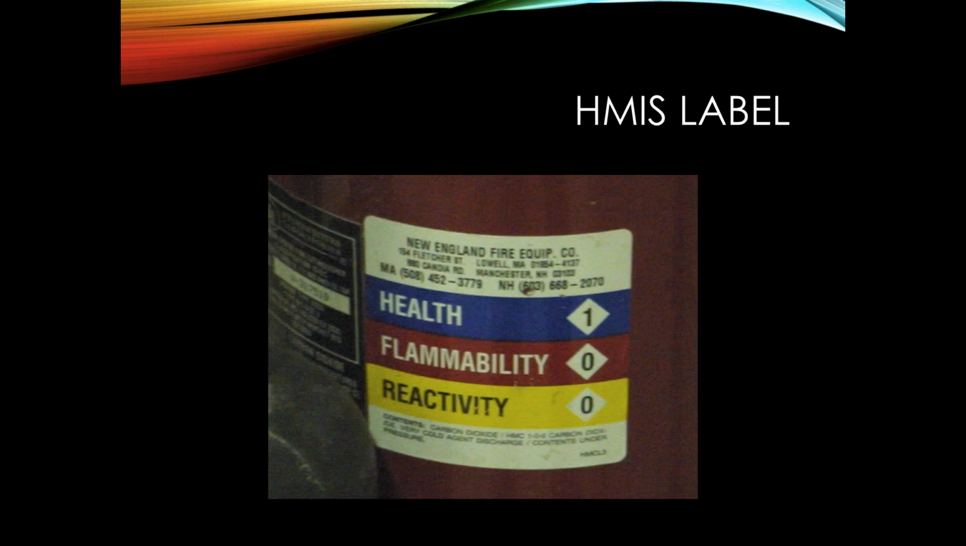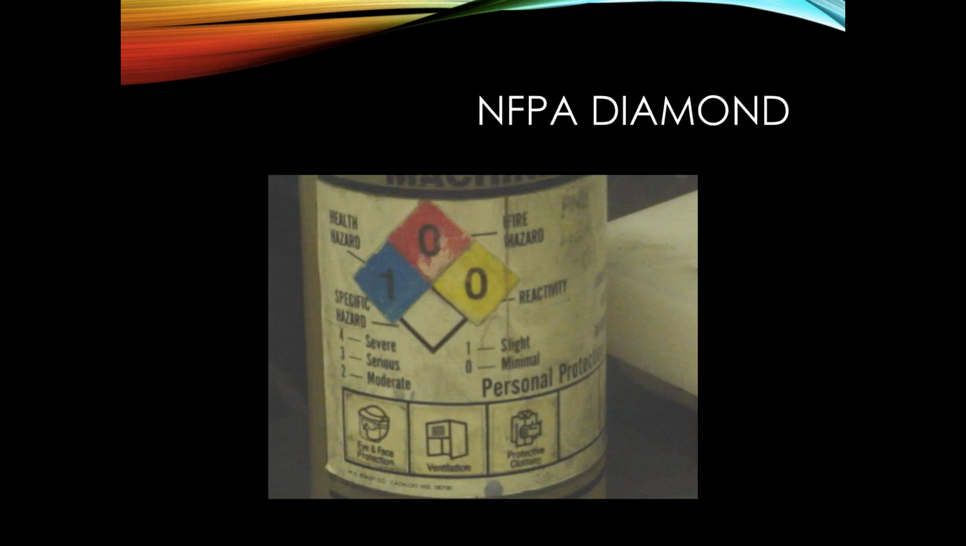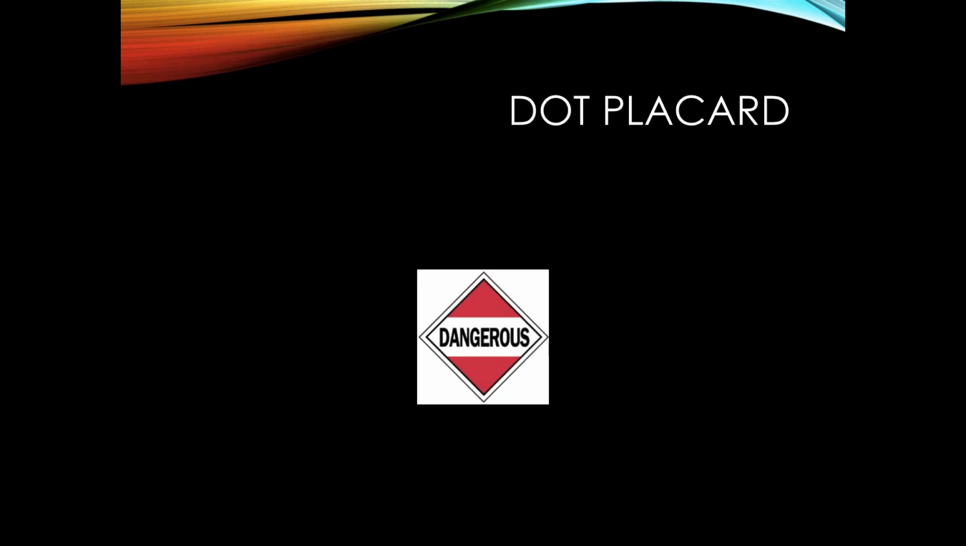This is an HMIS label. As you can see, this is a fire extinguisher, so obviously it's not flammable because it just put the fire out. There really is no reactivity to the chemical, but it does pose a small health hazard if inhaled. This is an NFPA diamond from NFPA 704. It's pretty much the same thing, just instead of labeling from top to bottom, it's in a diamond shape. This is a DOT placard you'll find on anything transporting a chemical over a certain amount. They're required to have DOT placards.